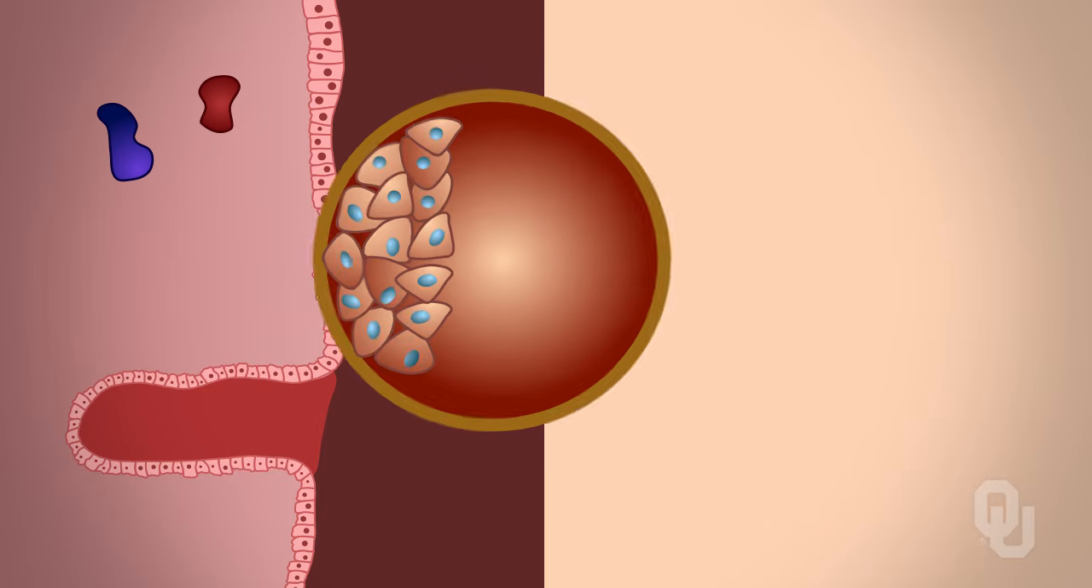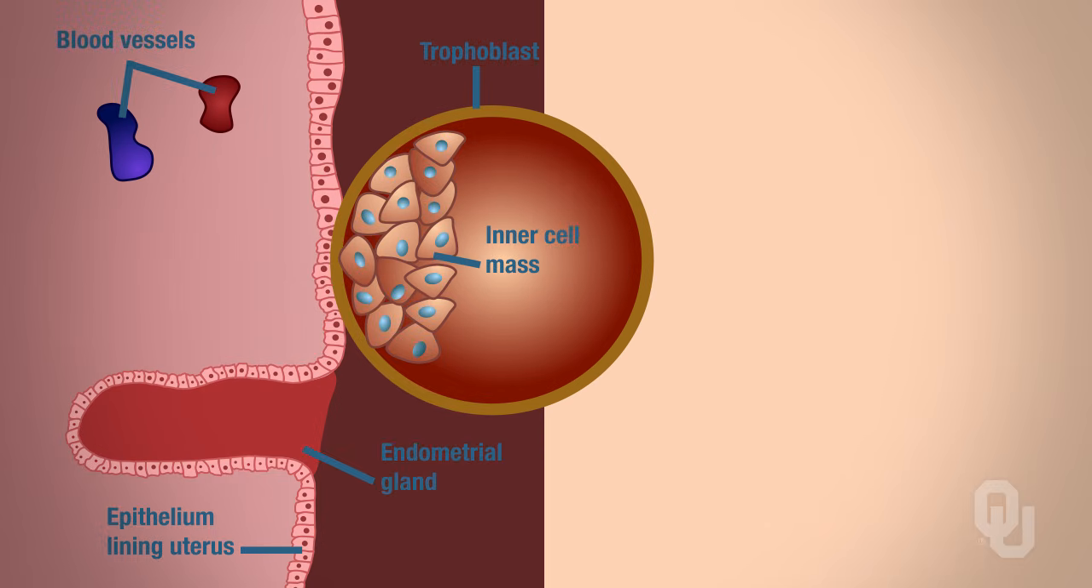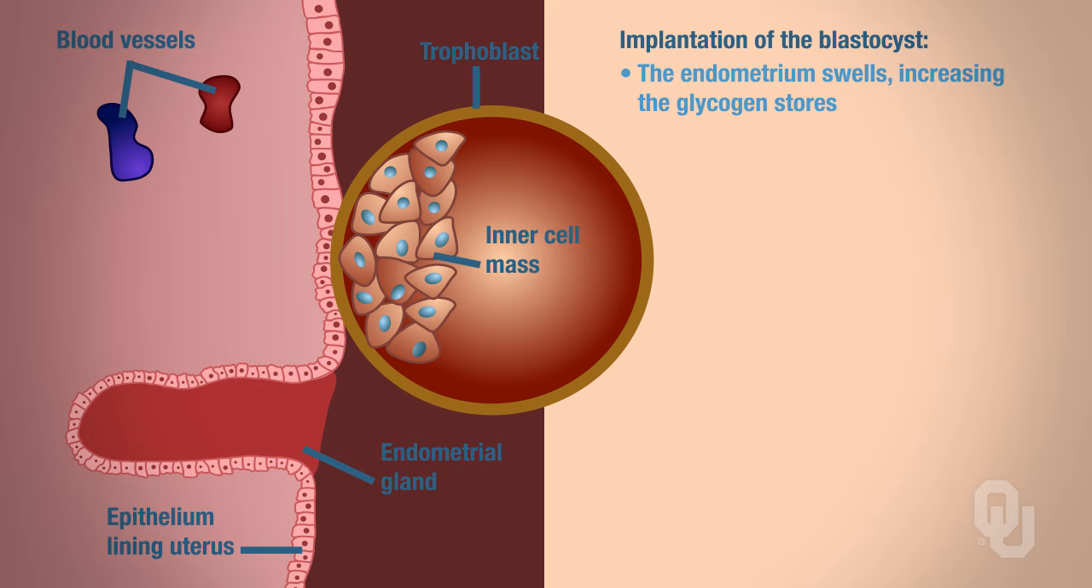So now we have the blastocyst, and the blastocyst will begin the process of implantation. We're in the uterus, and the blastocyst is going to start to implant. First off, the endometrium swells, and that increases glycogen stores. Why do you think we're going to need glycogen?